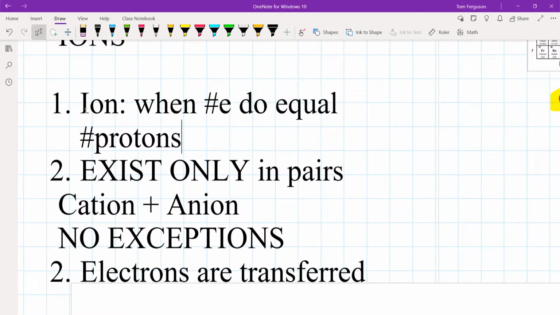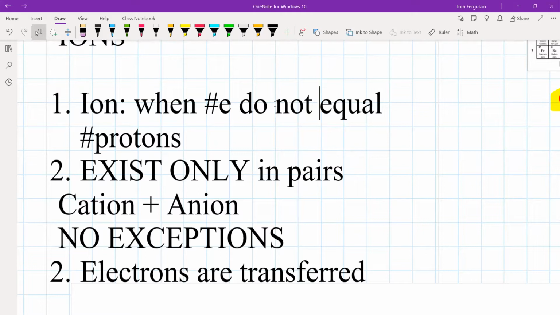So I'm sorry, that should say does not equal protons? Correct. When the electrons and protons are equal, that's a neutral compound or neutral element. Okay. Yes, thank you. So you're saying that should be a not there? Is that where you're going with that? Yes, exactly. Thank you. Gotta keep me honest, you guys. All right.